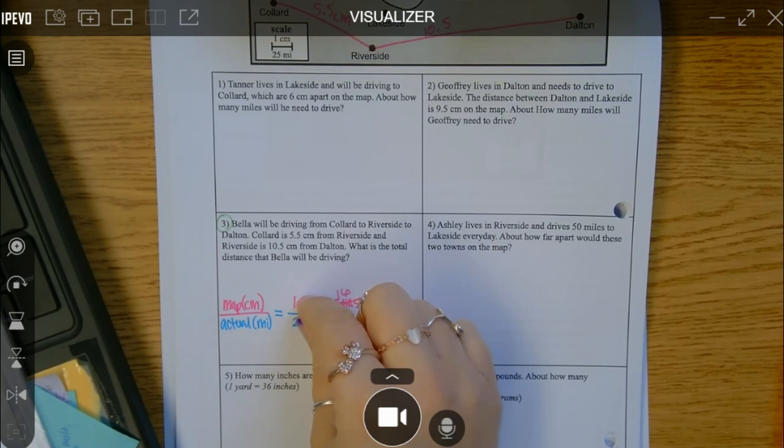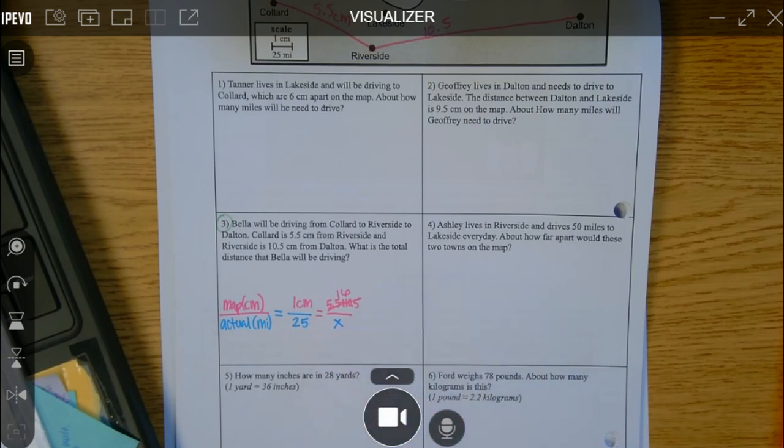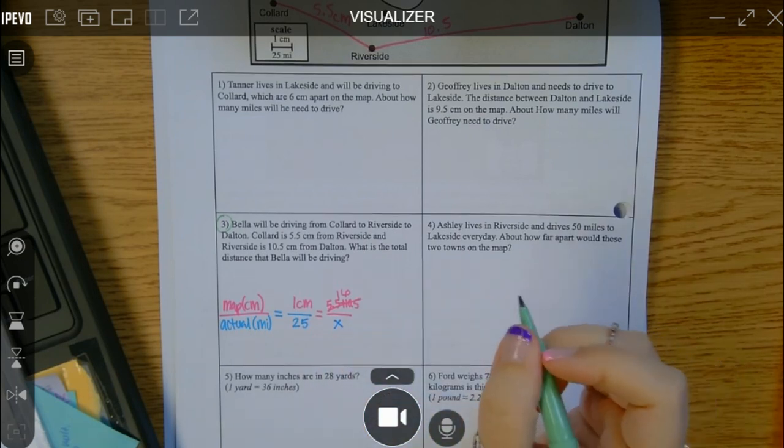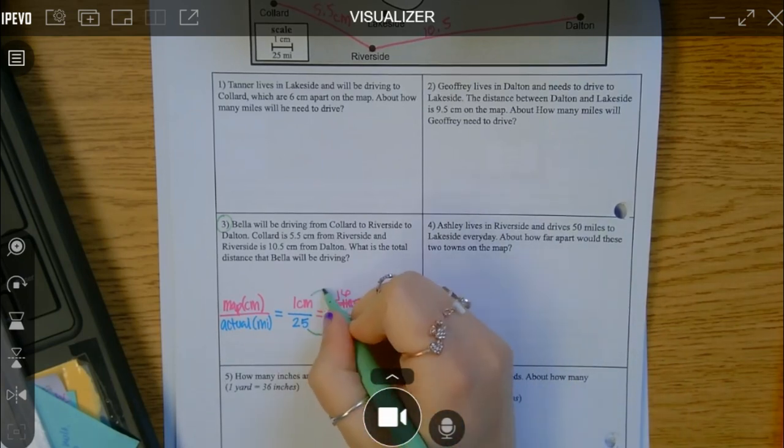These go together because this is from the key, and this is how much it is on the map, so how far is that in real life? Now I have my proportions set up, and I can just solve for my unknown. Always move towards the direction of your unknown. So I'm going to go this way.